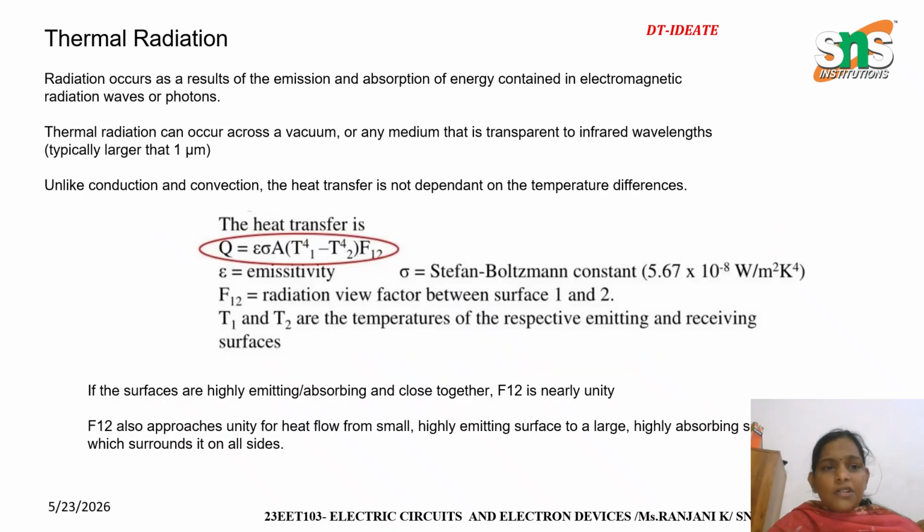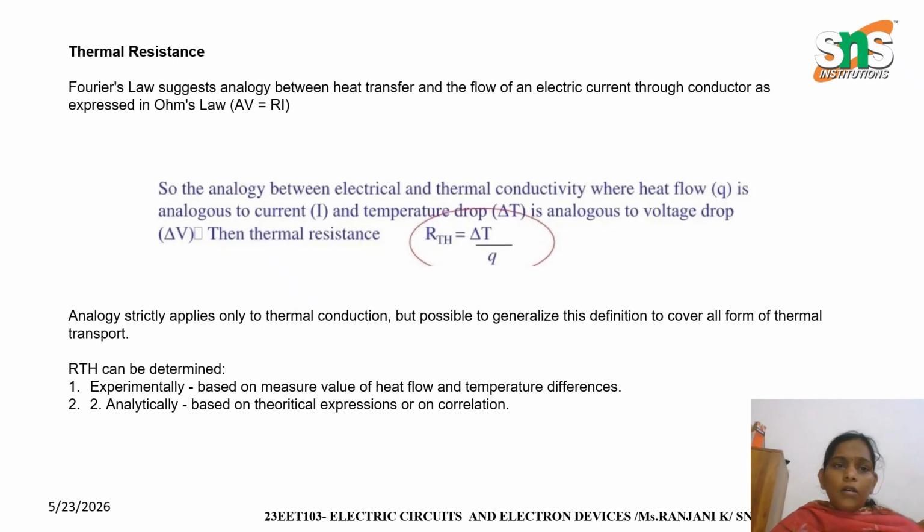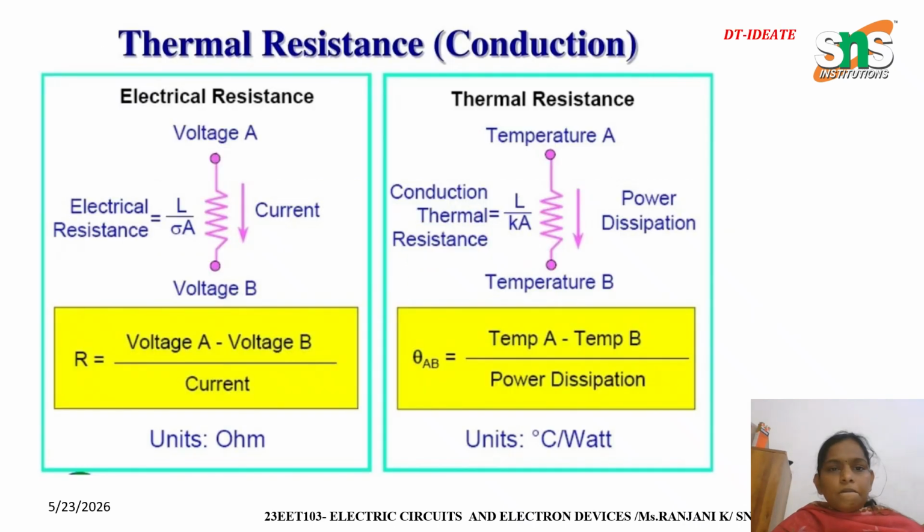Thermal radiation occurs as a result of emission and absorption of the energy contained in electromagnetic radiation. Here Q equals emissivity and the Boltzmann constant with respect to the radiation and the temperature. And this is the formula for thermal resistance, which is calculated based on Ohm's law. Let us see the thermal resistance of conduction, based on the electrical resistance and also temperature.